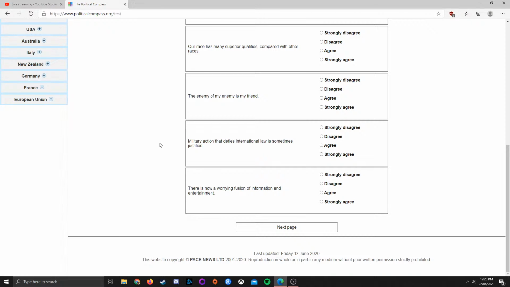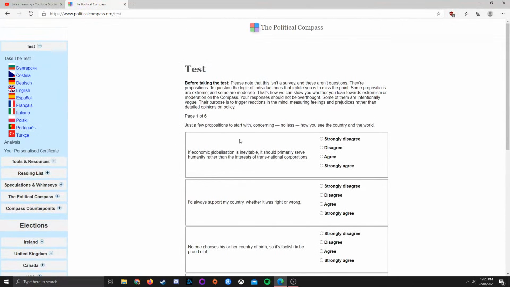It's absolutely no problem. But for example, just to quickly go through it, I won't go through the full test because it will take far too long to do in a video, but I'll just do the first question and just explain how you would do one of these questions. So it says, if economic globalisation is inevitable, it should primarily serve humanity rather than the interests of transnational corporations. Sorry, that's my headset turning off.